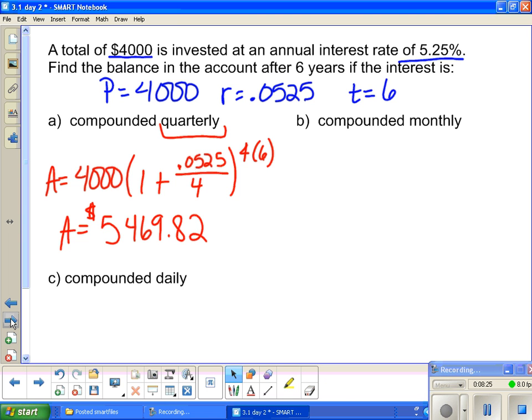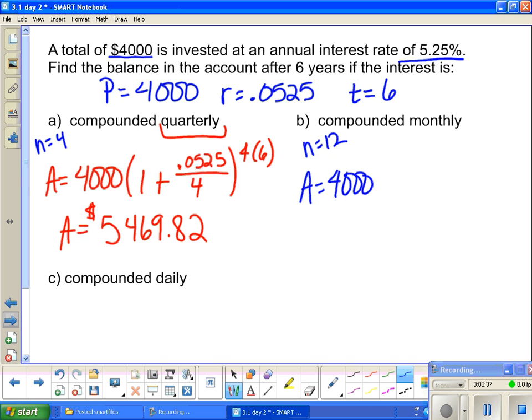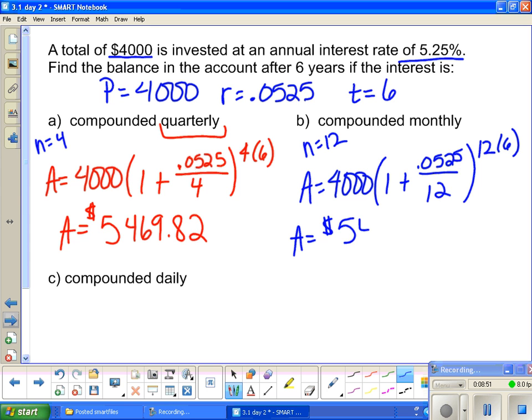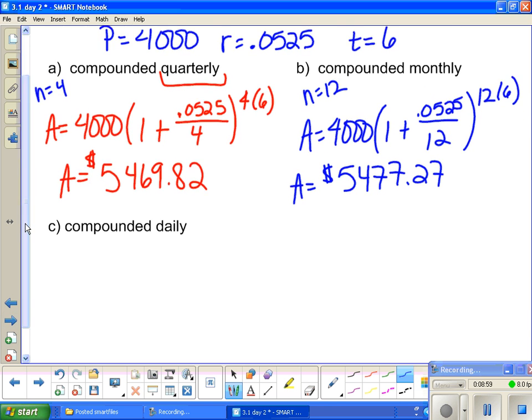What if it's compounded monthly? Let's see if there's a big difference. So here my n is equal to 4. Here my n is equal to 12. A equals 4,000 times 1 plus the rate over 12. Put all of this into my calculator and I get an amount of approximately $5,477.27.